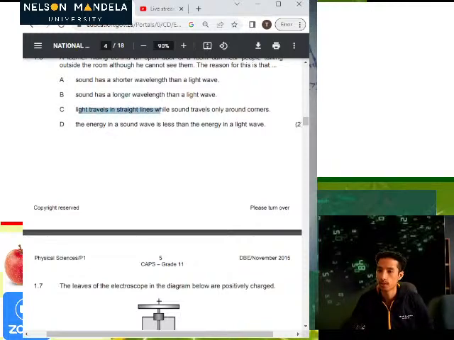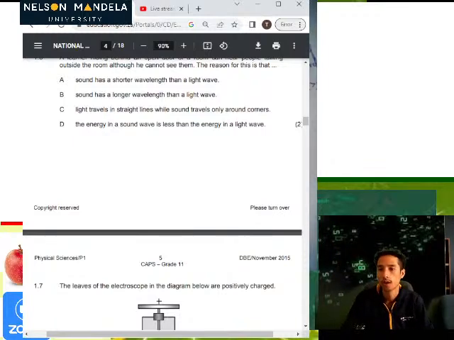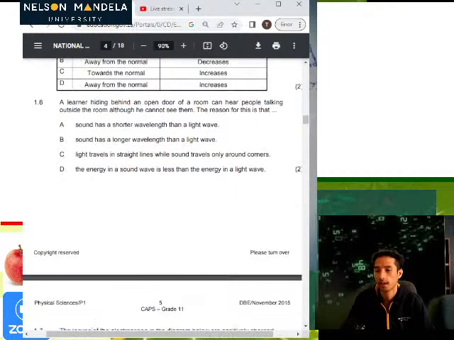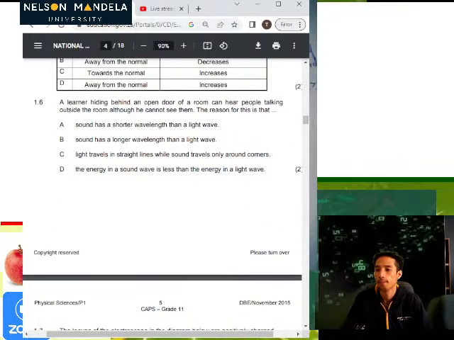We know the properties of waves, transverse waves, longitudinal waves, from that section of your notes or the textbook. Light has the same wave properties as sound does. It just does not require a medium in which to travel, but it also functions as a wave, and so this is not necessarily true. Next: the energy in a sound wave is less than the energy in a light wave.